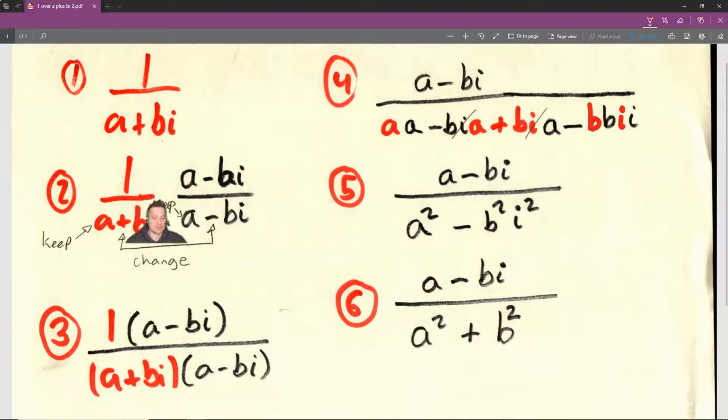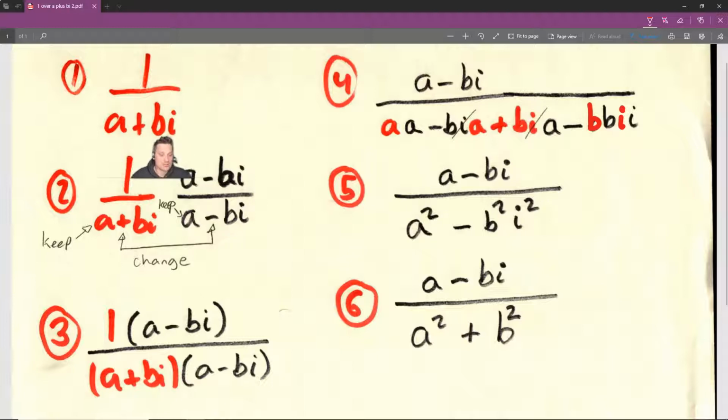Hello, so in this one I'm going to show you how to find 1 divided by a plus bi, where a plus bi is a complex number. A, remember, is the real part, b is the imaginary part, and i is the imaginary unit. Let's go through the process of finding the result of the division in a general form where a and b are pretty much any number.